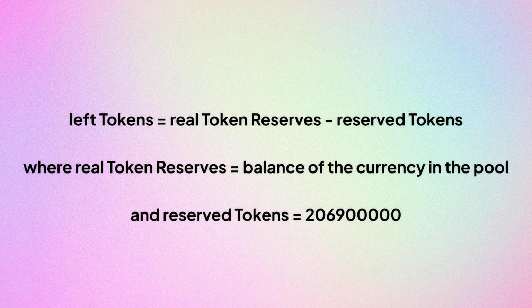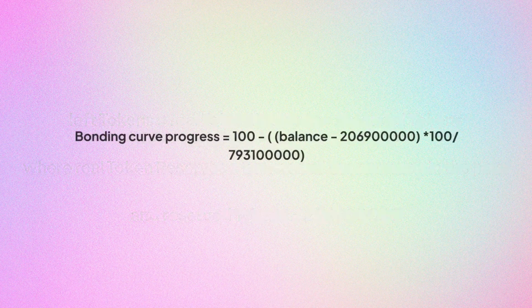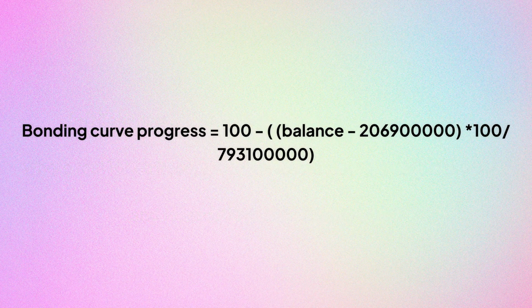It can be calculated like this: left tokens equals real token reserves minus reserved tokens. Here, real token reserves is the balance of the token at the market address of that particular token, and reserved tokens we already know. So the bonding curve progress is basically 100 minus ((balance minus 206 million) divided by 793 million) multiplied by 100. Now we will just get the balance using this particular API, which I'm going to show now.